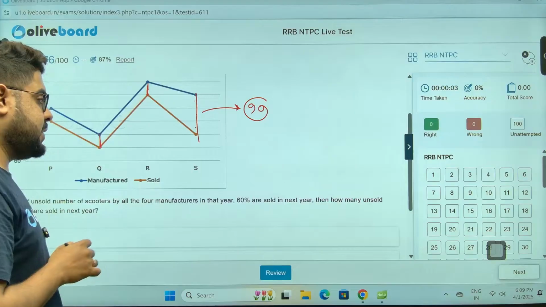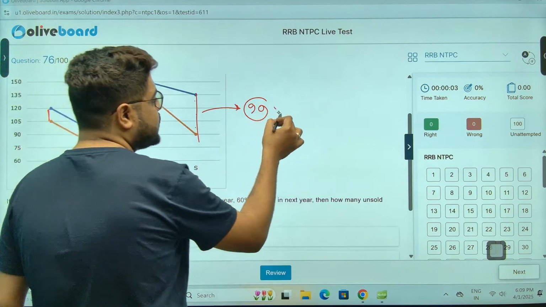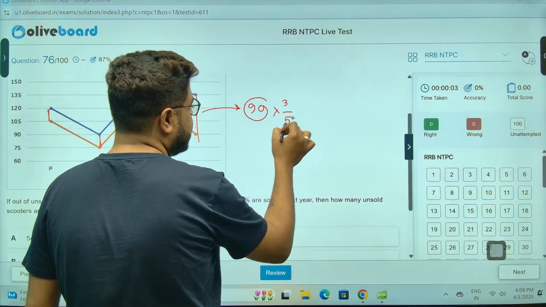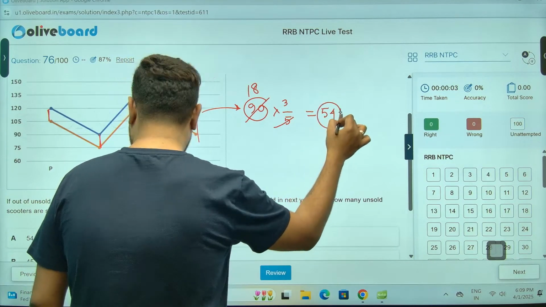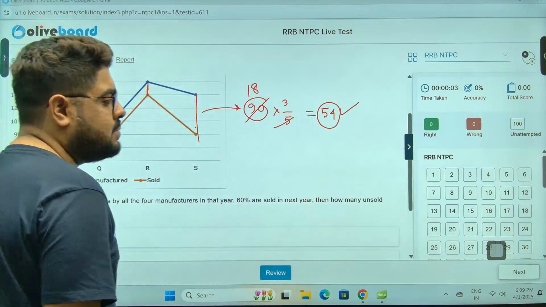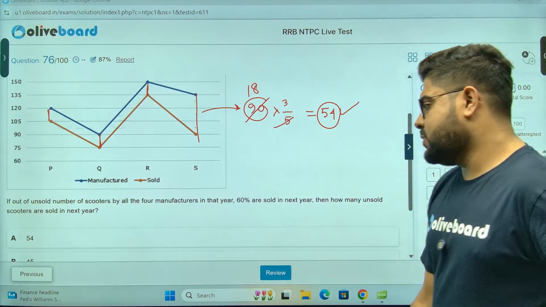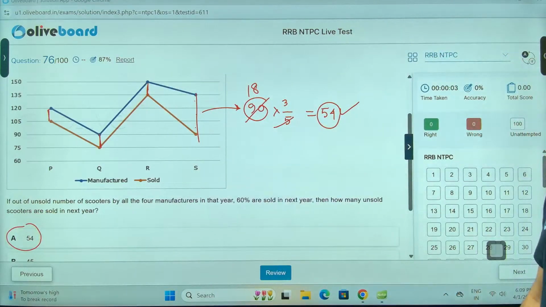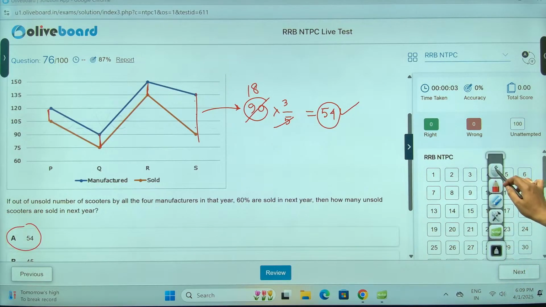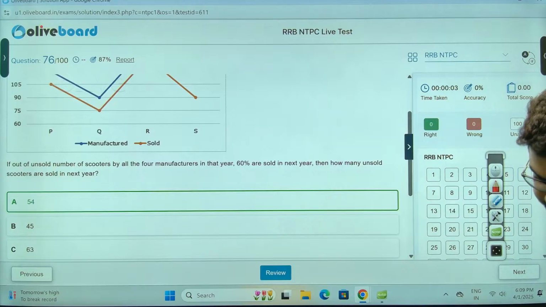Now out of that, 60% is sold. 60% means 3 by 5. 5 18s are 90, so 54. 54 unsold scooters are being sold in the next year. So option A is the answer. Option A is most definitely your correct answer.